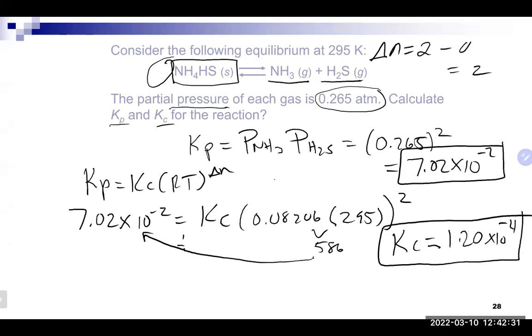Again, here we do see a couple of things. We do see that the Kp and Kc agree with each other. They are both small values, which means when we reach equilibrium, we mainly have products in this case.